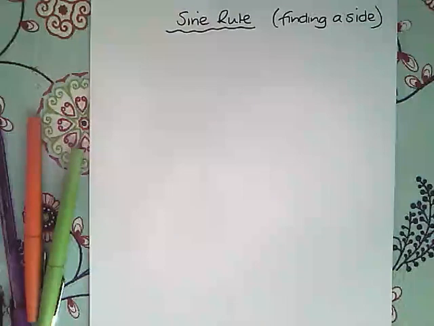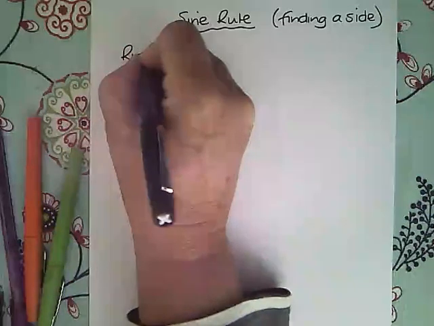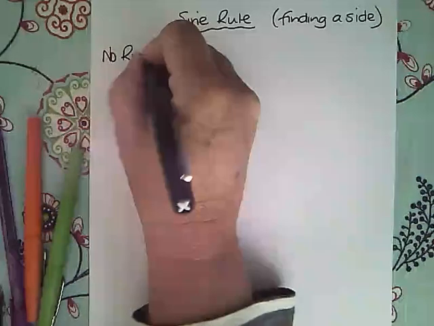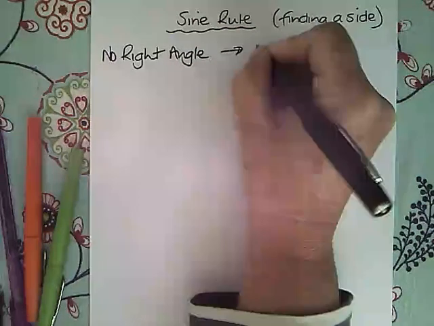This one is about the sine rule. Now, trigonometry and Pythagoras only work if you have a right angle in a triangle, and if you want to find the side or an angle and you don't have a right angle in your triangle, then you can use the sine rule. So this is no right angle, no problem.